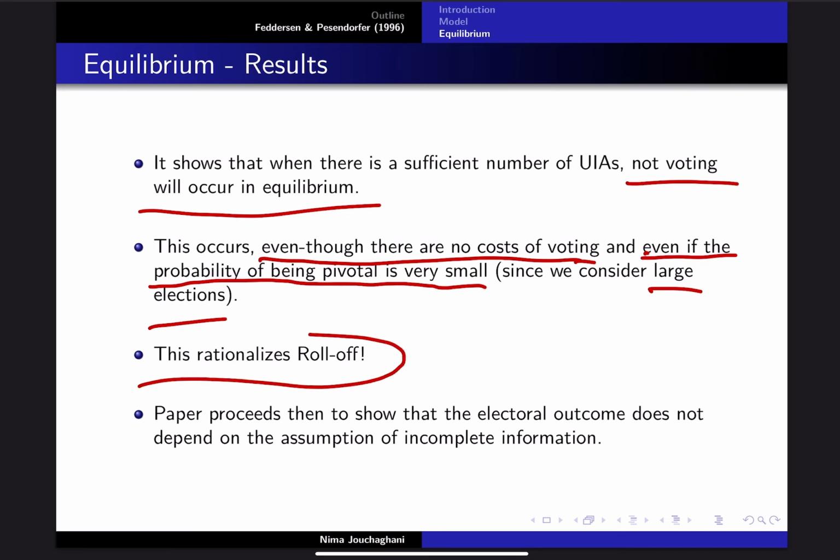This actually rationalizes roll-off, because roll-off refers to a situation where you do not vote even though you are already at the voting poll and do not have any cost at all. In this model, we are basically not only saying that not voting will occur in equilibrium if there are no costs, but also if the pivotal probability is very small, so even if you know that your behavior will unlikely change the outcome of the election. And what the paper then does is to proceed and show that the electoral outcome actually does not depend on the assumption of incomplete information.